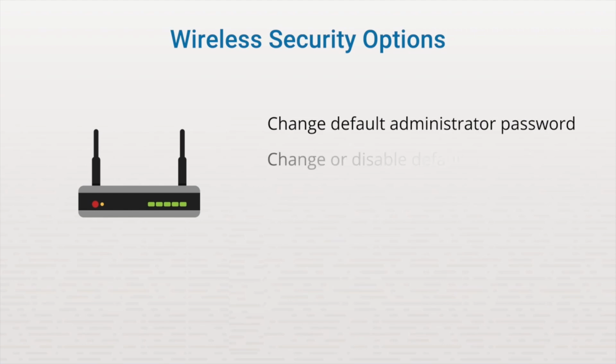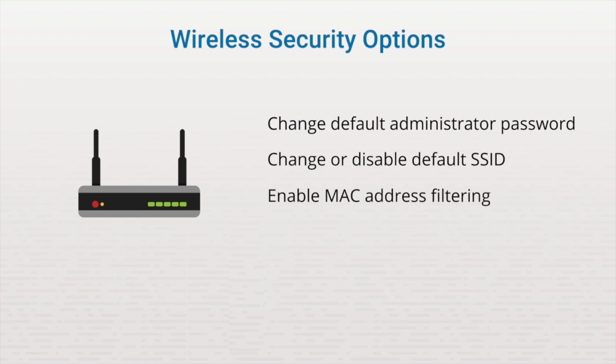Another thing you can do is change the default SSID, or better yet, disable SSID broadcasting completely. This technique obscures your wireless network so that casual observers can't detect it. But a more determined attacker can still detect the network and identify the SSID by capturing packets that are being exchanged. Another thing you can do is enable MAC address filtering.